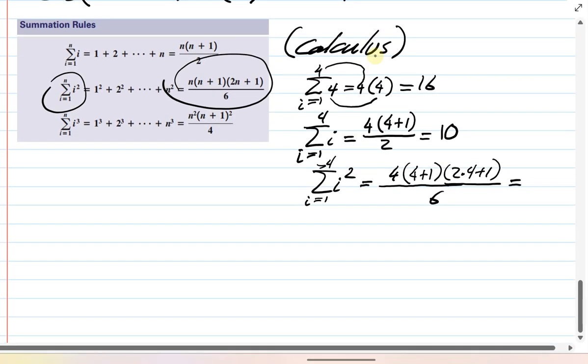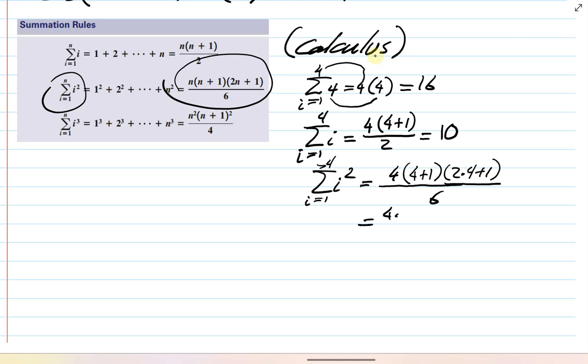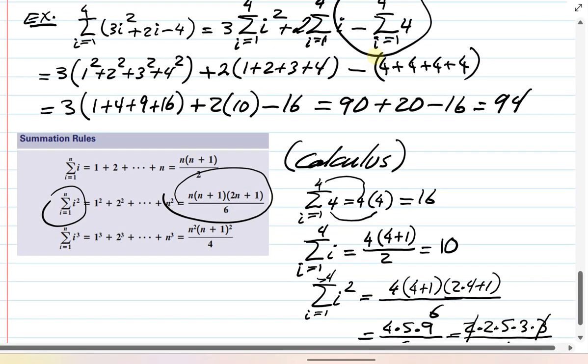This is going to equal 4 times 5 times 2 times 4, 8 plus 1 is 9, divided by 6. I can write 4 as 2 by 2, 9 as 3 by 3. Then I can divide by 6. One of the 2's and one of the 3's on top multiply to 6, which cancels with the bottom. So this is going to be 30. And that's what we saw again here. That's the 30 we saw.